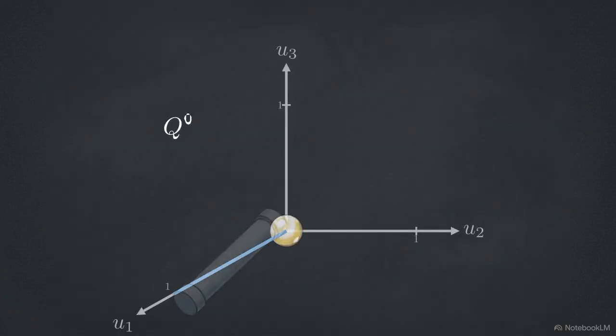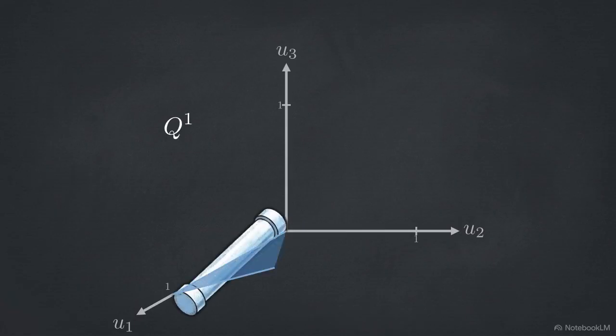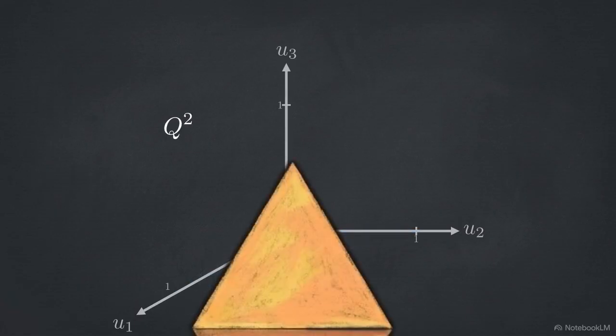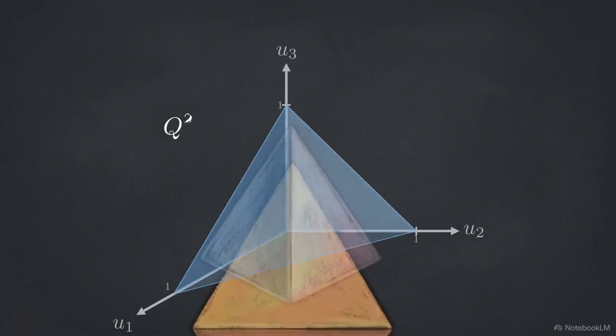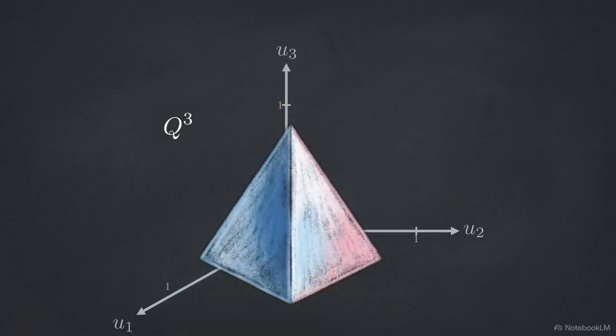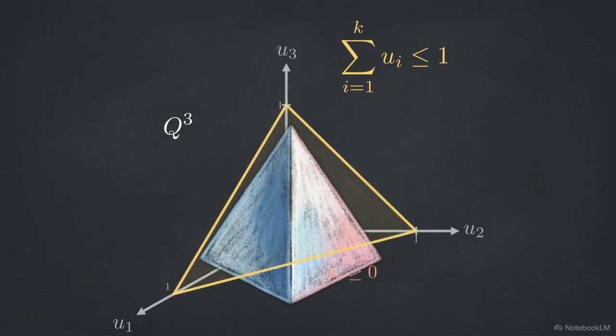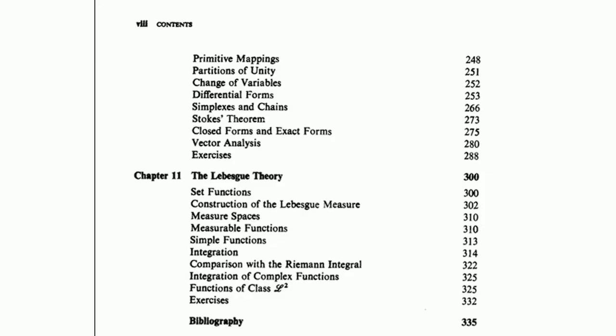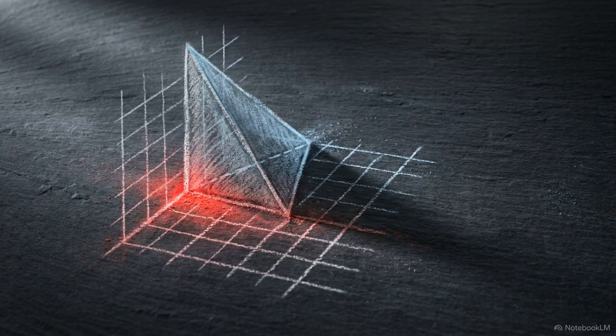We start at the 0 simplex, Q0, a single point at the origin. The 1 simplex, Q1, stretches a segment 1 unit out. The 2 simplex, Q2, pulls that into a flat right triangle. The 3 simplex, Q3, pushes into a solid tetrahedron. Every internal point follows a strict algebraic rule. Coordinates must be positive, ui greater than 0, and their sum cannot exceed 1, sigma ui less than 1, creating the bounding faces. While we process these visually as triangles and tetrahedrons, Rudin's text treats them entirely as a pristine set of algebraic constraints.